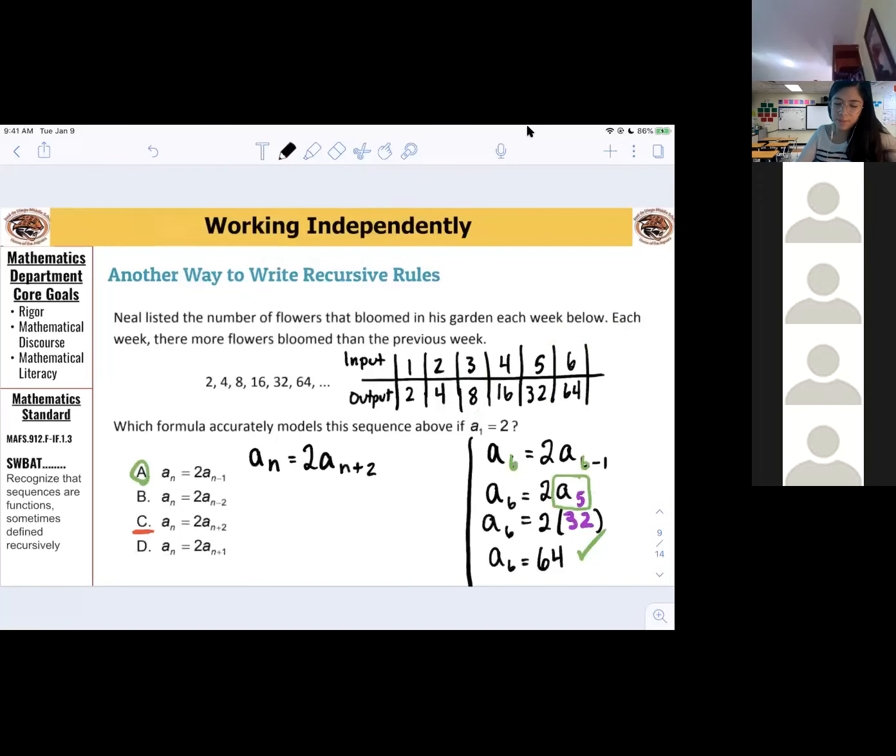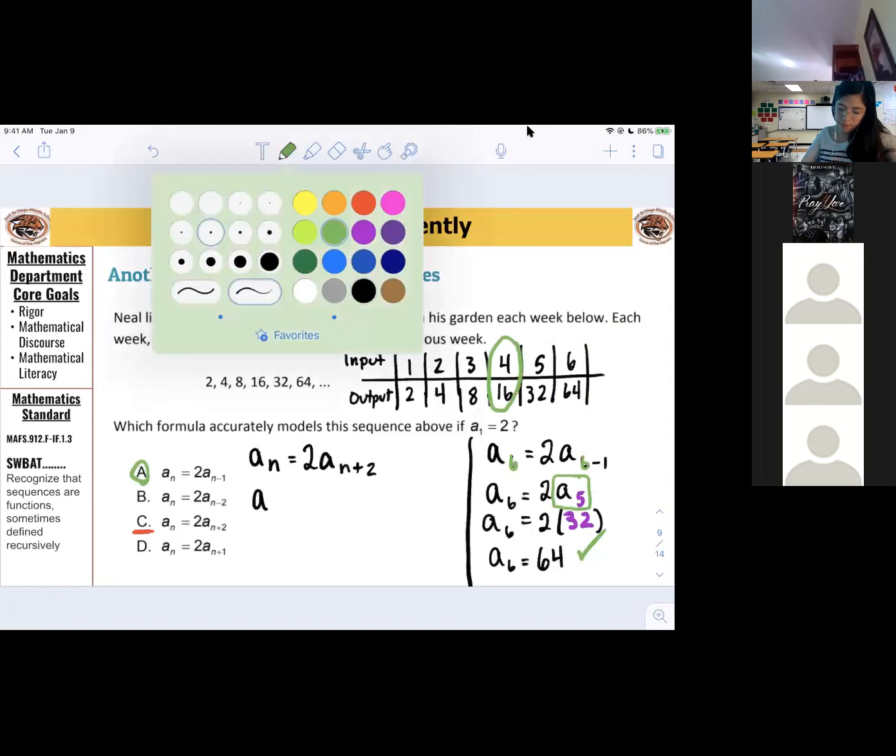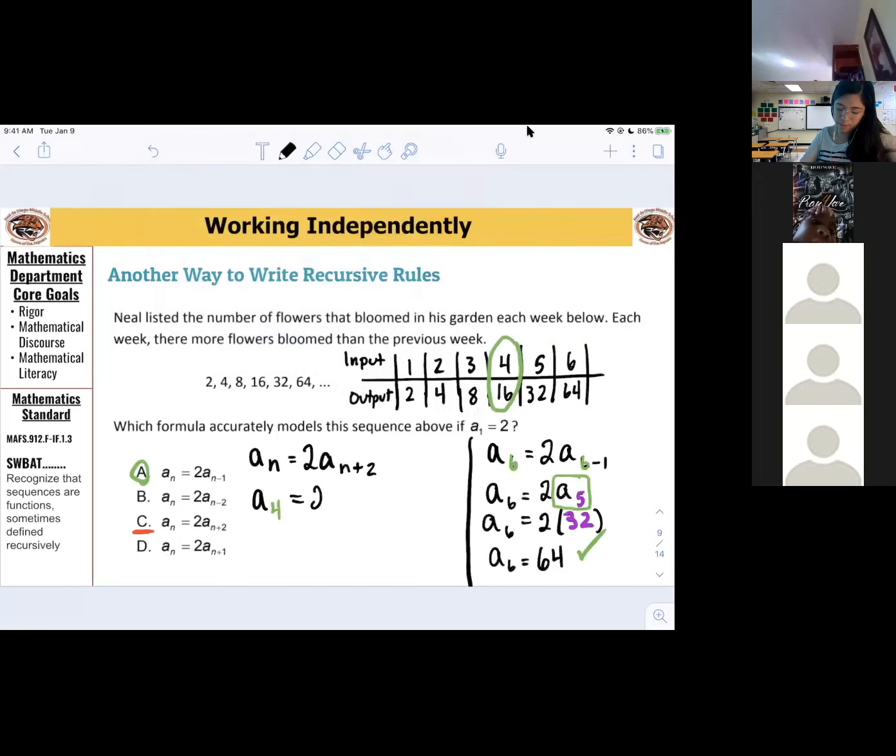So let's pick a random set of numbers from the table. Who would like to pick any one of them? 4. Okay, let's do 4. So I'm going to try to find A of 4. And when I get my answer, what do I want my answer to be? 16. I want it to be 16. So let's see if I get 16. I probably won't because I already know this is the wrong answer. We only substitute the n's. Always the n, not the A, the n.